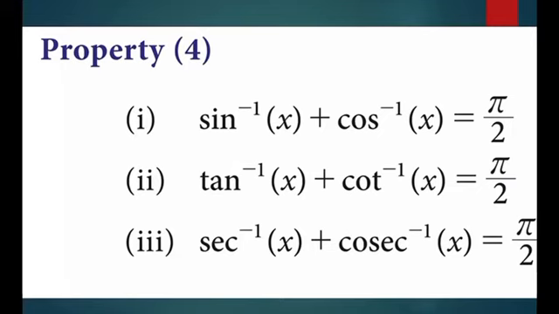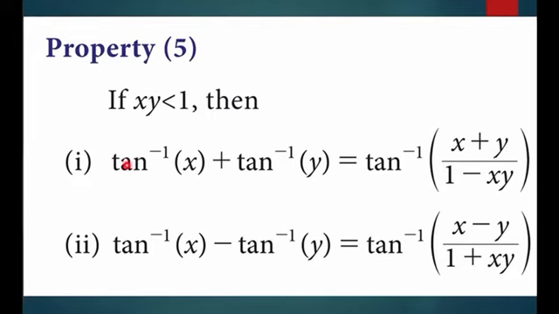So, sin inverse of x plus cos inverse of x is equal to pi by 2. Tan inverse of x plus cot inverse of x is equal to pi by 2. Secant inverse of x plus cosecant inverse of x is also pi by 2. Pi by 2 is 90 degree.